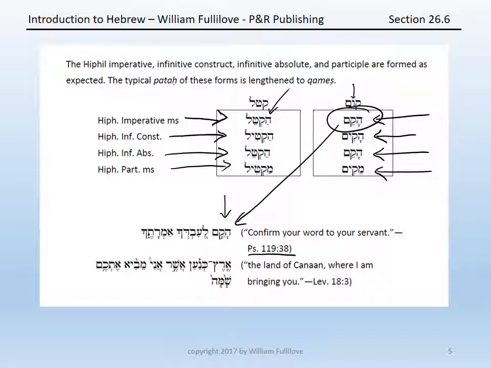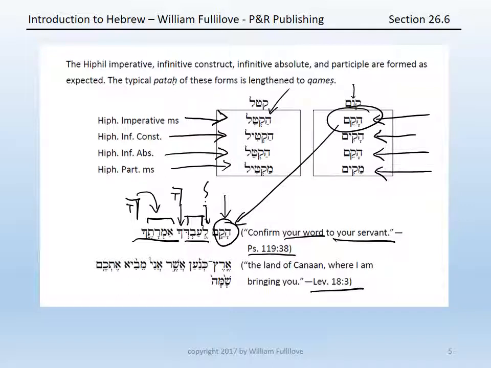Confirm or make stand. Le-avdeka. So the le is the preposition lamed. The ka is the second masculine singular possessive suffix. In between, we have the noun eved, servant. Confirm for your servant, imrateka. Notice again you have ka, the second masculine singular possessive suffix, and this is amra, word. So with the suffix, your word. Confirm your word to your servant.